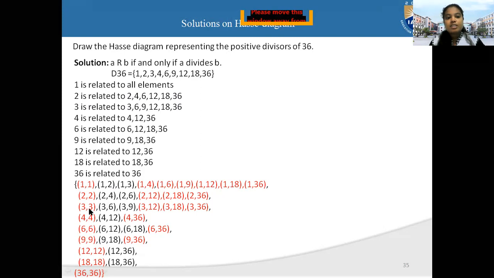Okay, next 3 is divisible by 3 and 6 is divisible by 3, 9 is divisible by 3, 12 is divisible by 3. Like that you have to write all the elements and then you have to check whether it satisfies coset or not. Coset means all the reflexive elements are there in the given set.